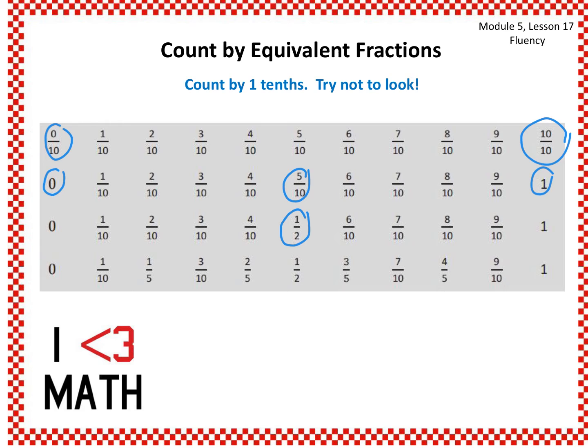And then the last row is going to be going to fifths and finding our equivalencies of tenths and fifths. So 2 tenths is the same as 1/5, 4 tenths, 2 fifths, 6 tenths, 3 fifths, 8 tenths, 4 fifths. We got a lot more fractions finding equivalent ones, don't we? So very last row, let's try that one. 0, 1 tenth, 1 fifth, 3 tenths, 2 fifths, 1 half, 3 fifths, 7 tenths, 4 fifths, 9 tenths, and 1. Alrighty, good work on that.